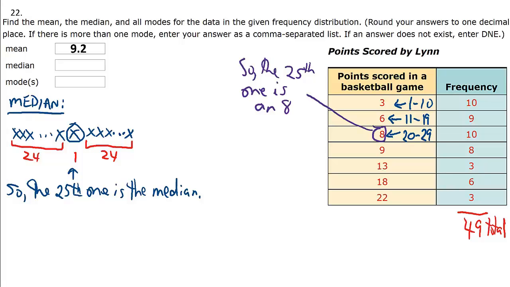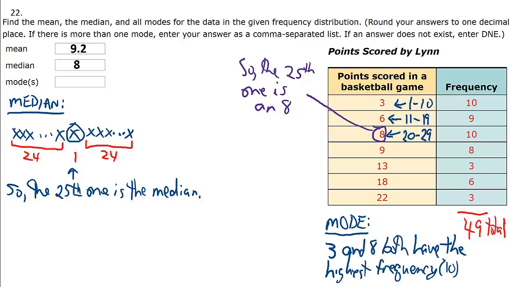To me, that's the easiest way to do it. You could actually write down all 48 of those numbers and put them in order, but you can really do it from the table by starting with the frequencies and count up until you get to whatever the median position is, and then cross-reference and see what number you were writing down at that point. So the median is 8.